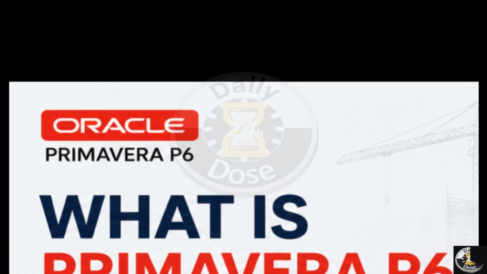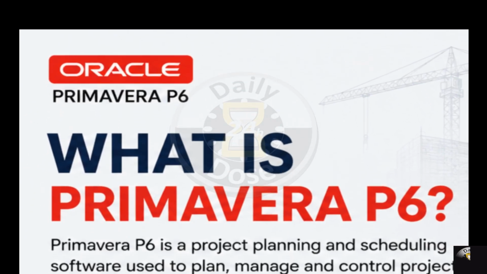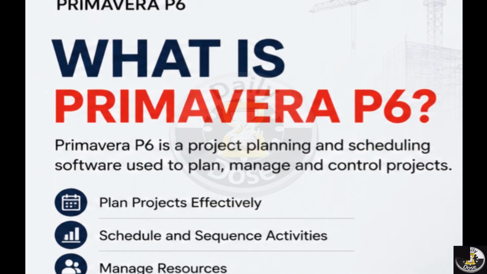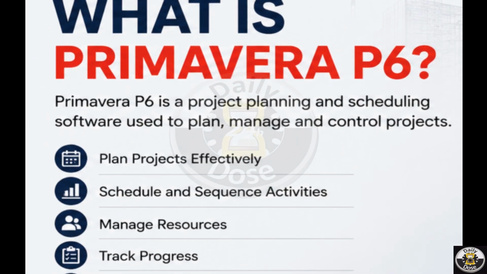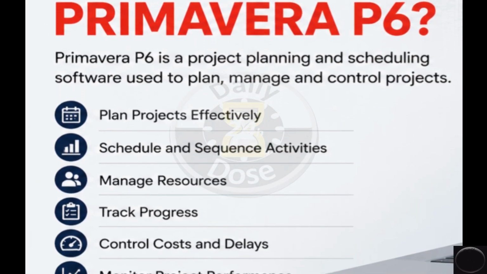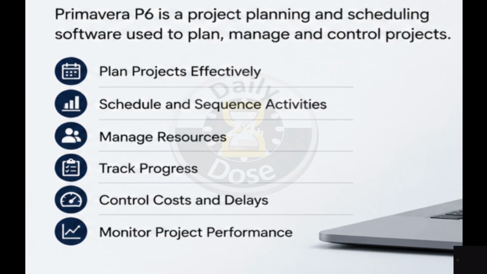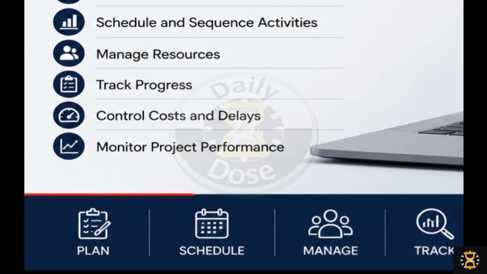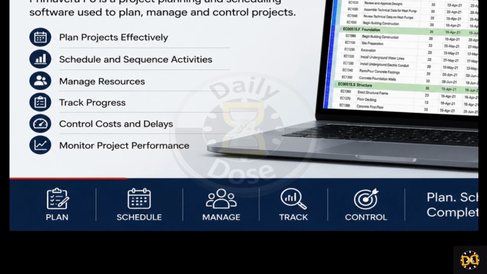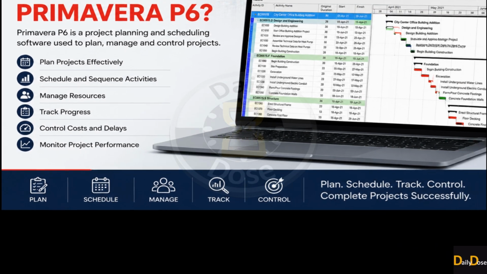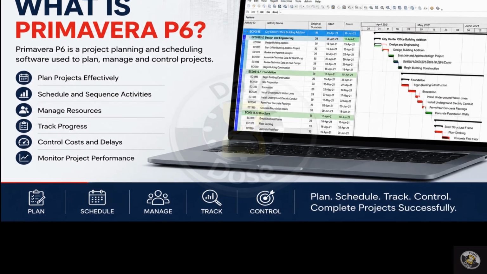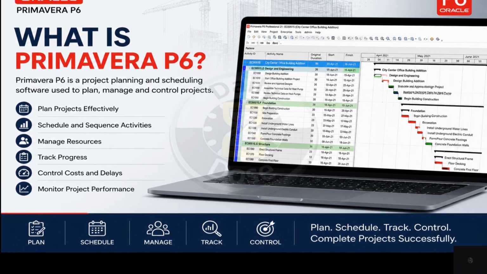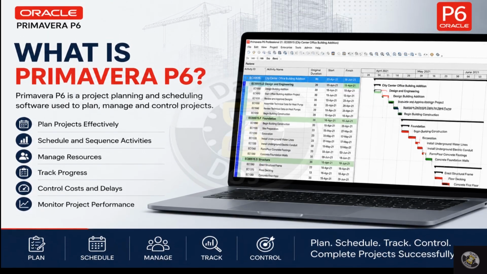What is Primavera P6? Primavera P6 is a project planning and scheduling software. It is used to plan, manage, and control projects. This software helps companies complete projects on time. It is one of the most popular project management tools in the world. Many large companies use Primavera P6 for construction and engineering projects.